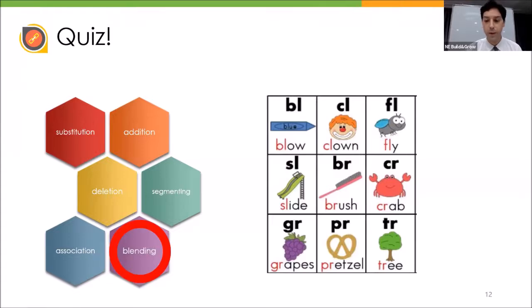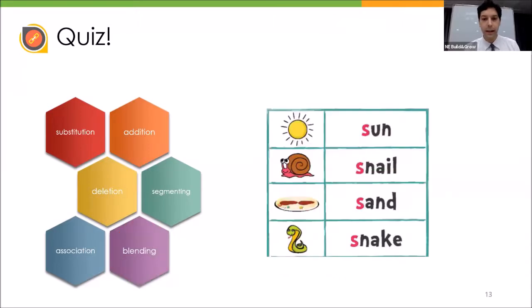All right, so blending is one of our key principles here, where we are teaching students that when we put the individual sounds together, they make a certain sound, right? B and L together, B, L, bl. Okay, so this is called blending. Now, how about this one? What do you think?